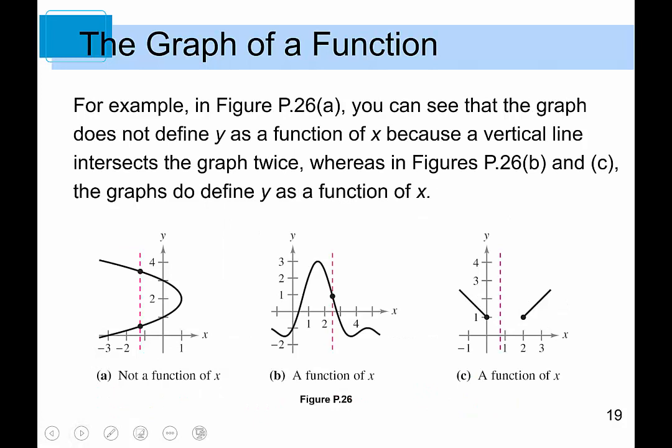Let's take a look at this demo about the function. So you draw a vertical line on the first graph. You can see you're going to have two intercepts, just like the dashed line shows. In that case, two intercepts indicates it's not a function.